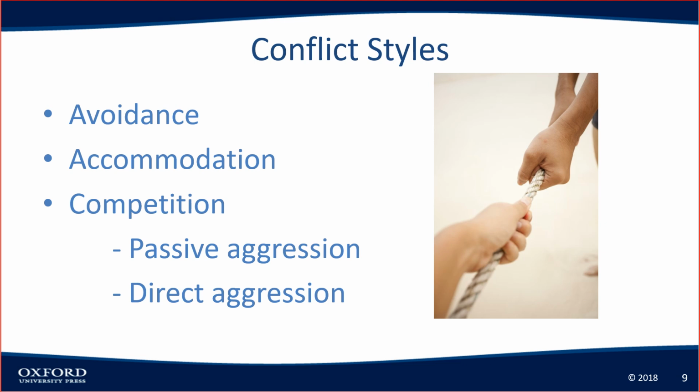Competition is a win-lose. So this involves a high concern for self. In the previous example of accommodation, I gave something up. But in competition, I'm not going to give anything up, and I'm going to keep pressing aggressively, using passive aggression or direct aggression to get my way. Passive aggression occurs when we express dissatisfaction in a disguised way, whereas with direct aggression, the attack is directed at the receiver. There's no holding back.